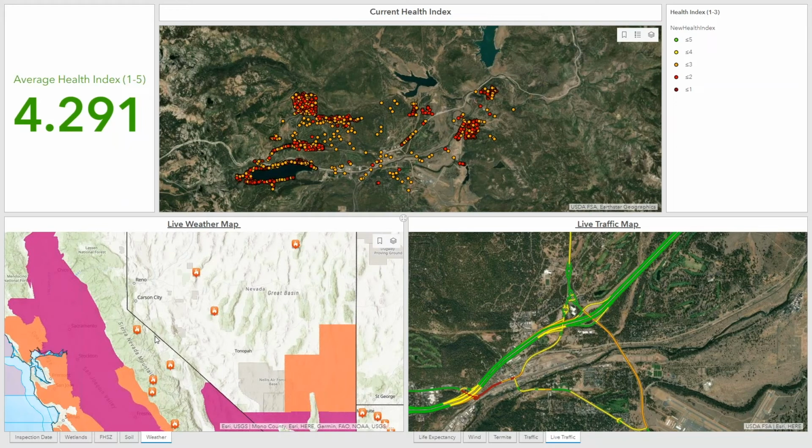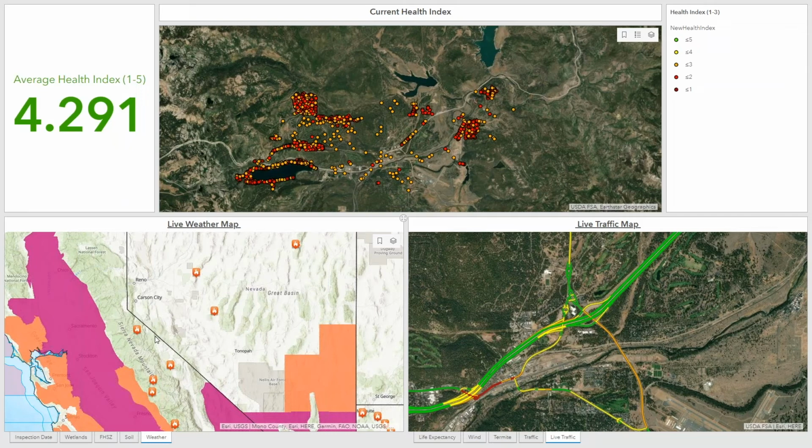Now for reference, a lot of these layers we brought in are available through our Living Atlas, which any ArcGIS user essentially has access to. So these are layers that you are able to grab and incorporate in your maps, and we do all the updating, or we work with NOAA and others to have these layers updated.